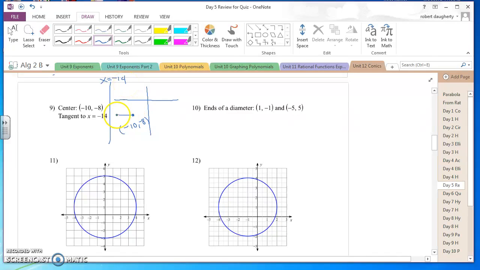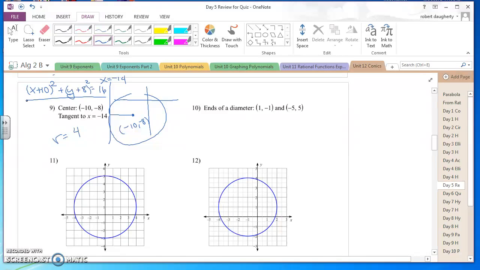So it means that my radius is from here to here. So that's going to be my circle, something like that. What's the distance from -10 to -14? That distance is 4. Okay, so that means that my radius is 4. So this equation is x plus 10 squared plus y plus 8 squared equal 4 squared, which is 16. Okay.